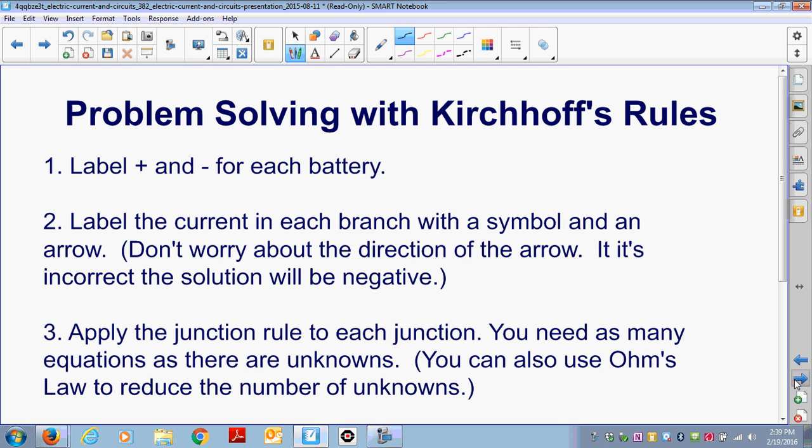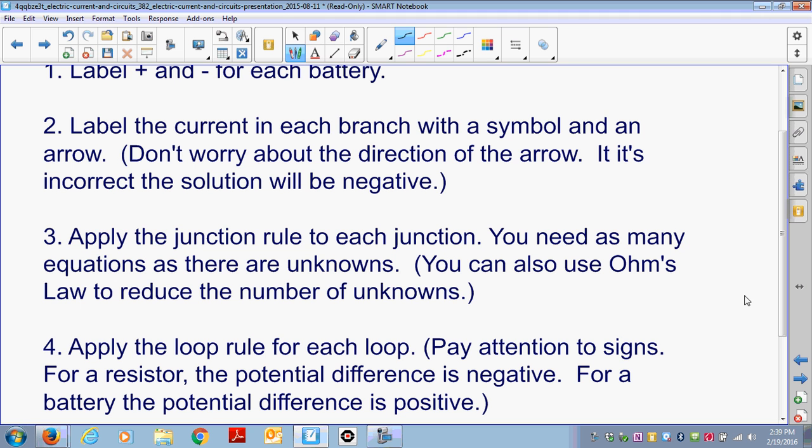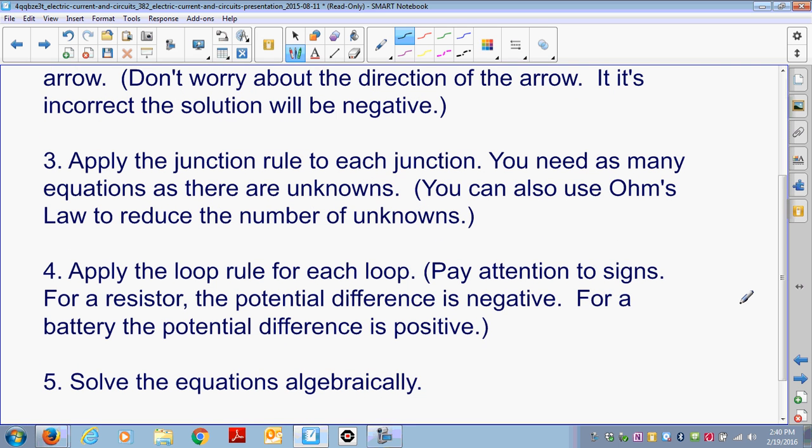Next, you're going to apply the junction rule to each junction. You need as many equations as there are unknowns. So if you have 5 unknowns, you need 5 equations. 3 unknowns, you need 3 equations. You can also use Ohm's law to reduce the number of unknowns.